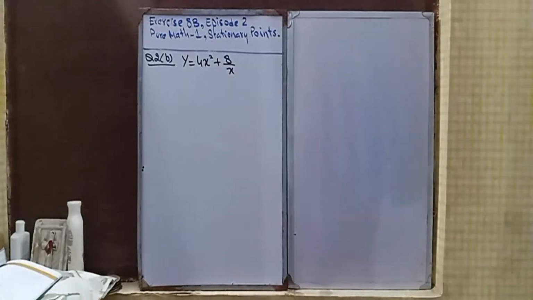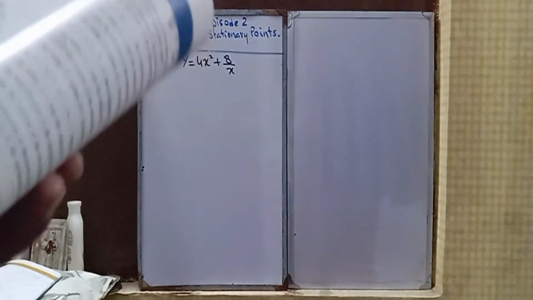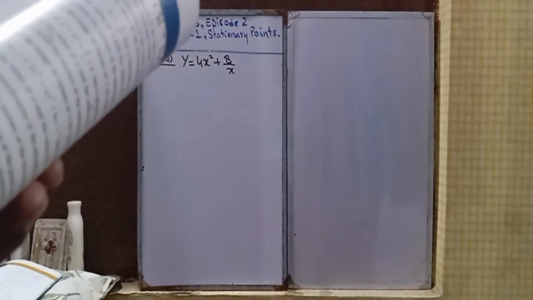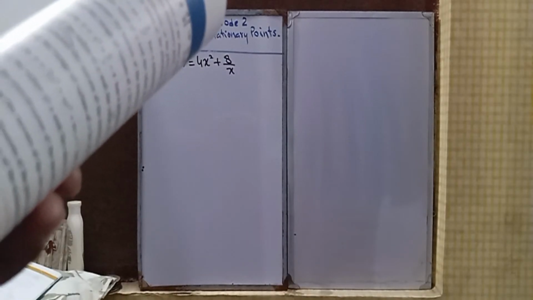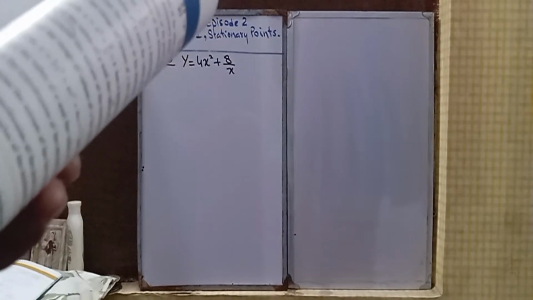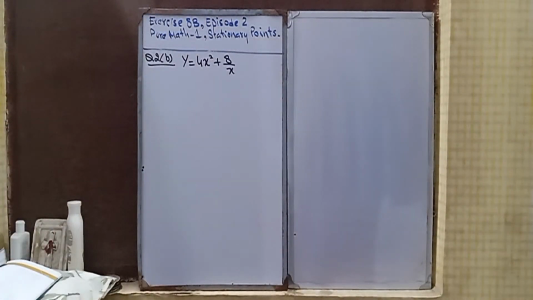So question number 2, B part. He says y equals 4x² plus 8 by x. This is the curve. Let me read the question. Find the coordinates of the stationary points on each of the following curves and determine the nature of each stationary point. We are doing question number 2, B part. The equation of the curve is y equals 4x² plus 8 divided by x.